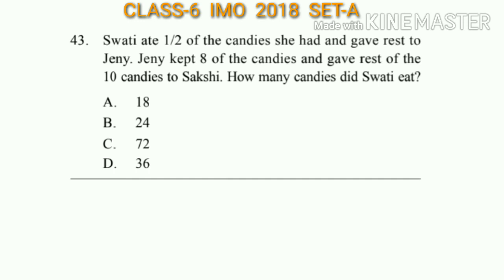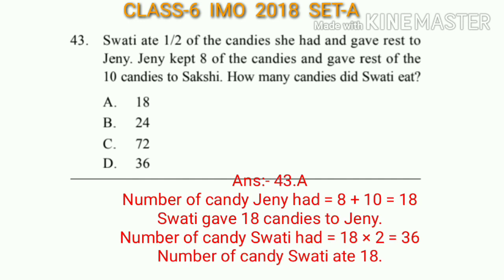She ate half of the candies and gave rest to Jenny. And Jenny kept 8 of the candies and gave rest of the 10 candies to Saxi. That means number of candies Jenny had, 8 plus 10, which is 18. So Swati gave 18 candies to Jenny.